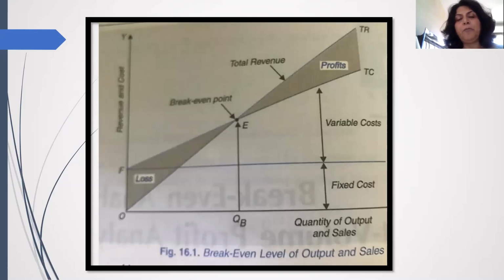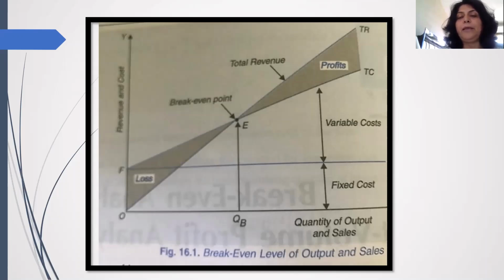TR is starting from point O. It's a straight line going up. TC is starting from point F because it is a combination of fixed cost and variable cost. OF gives you the fixed cost at output 0. So your TC starts from F and it is going upward as well. So there's a difference in the slope, as already mentioned in your assumptions.